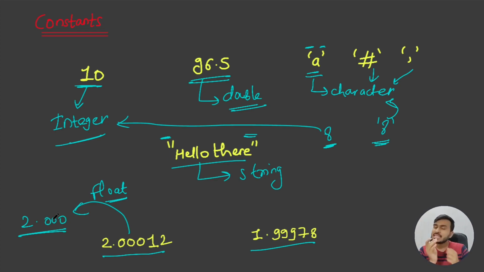So what do we mean by less precise? If you are using float, you cannot actually have many digits after the decimal. You cannot have too many digits after decimal because float is not that much precise. It cannot handle too many digits after the decimal. But double data type is more precise as compared to the float data type. That's why whenever you give this value, 2.00012, to double data type, it's going to treat it as the same, as 2.00012. But whenever you give this value to float, it's going to treat it as 2.000.